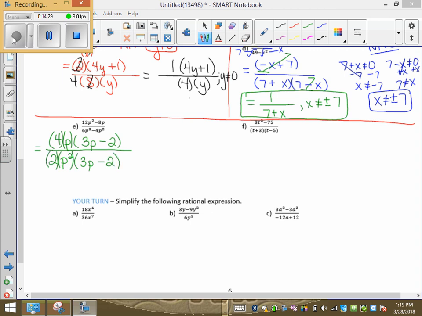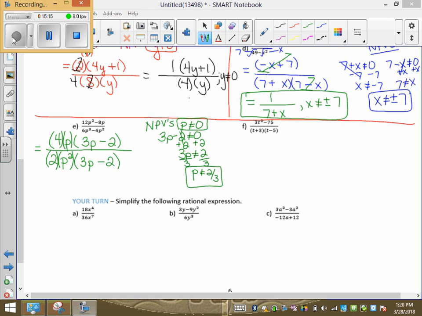Now I know you get excited to see that these match and that they're going to go away, but remember, we can't cross off until we state non-permissible values, right? So does the 2 get me a non-permissible value? No, the p squared is just p times p, so what is it going to be? 0. And then we have 3p minus 2 can't equal 0. Add the 2. 3p can't equal 2. Divide by 3. P can't equal 2/3. So we have 2 non-permissible values: 2/3 and 0.